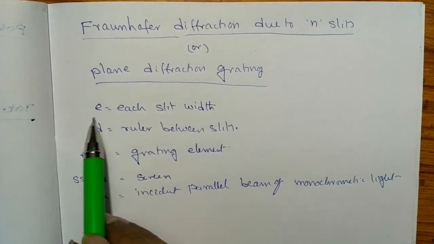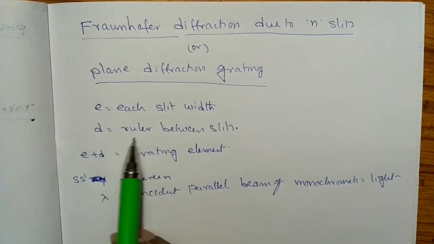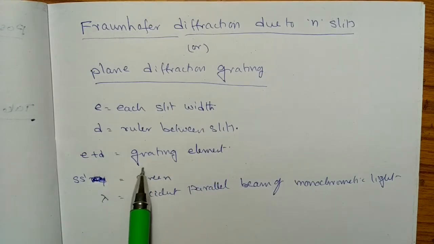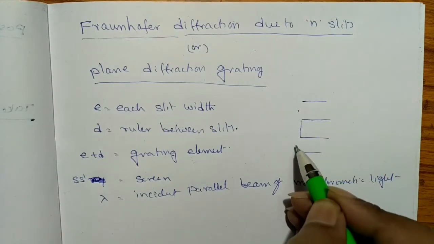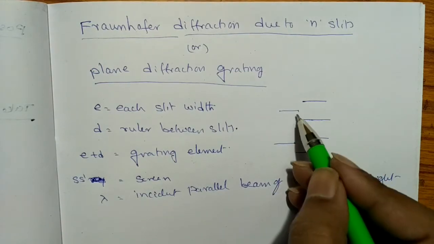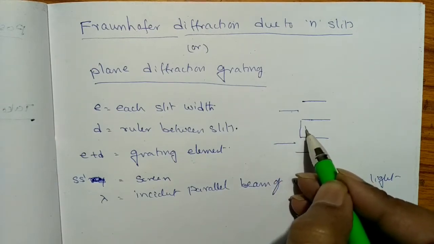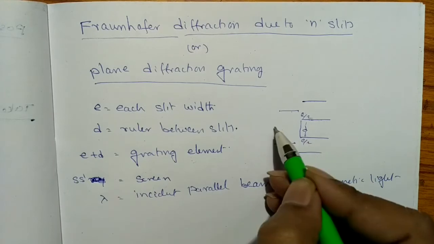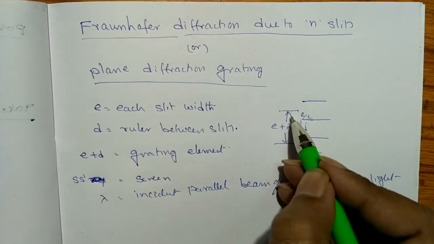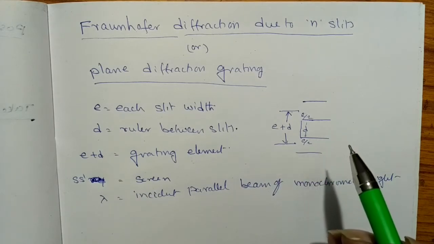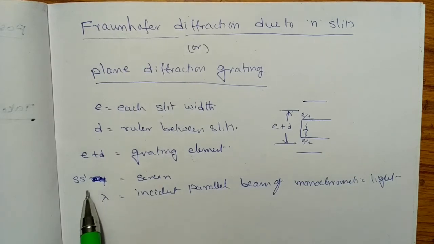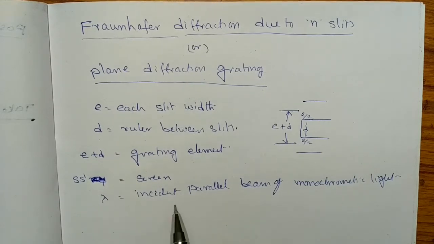According to the diagram, e refers to the width of each slit, d means the opaque spacing between slits, and e plus d means the grating element, that is, the distance from the midpoint of one slit to the midpoint of the next slit. This is d, this is e by 2, so this is called e plus d, the grating element. If there are 1000 slits, the gap between the first and second slit is the same as that between any two successive slits. S dash refers to the screen, and lambda is the incident parallel beam of monochromatic light.